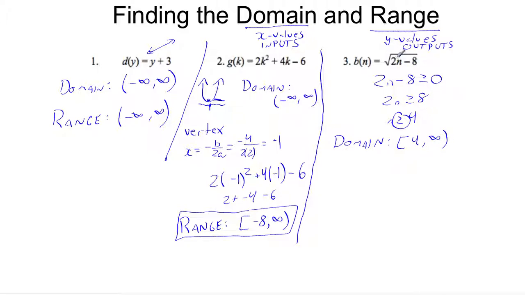I can plug in 1,000,000 into this, and I get 2,000,000 minus 8. That's fine. I can take the square root of that. It may not be an integer value, but it's still a real value, and that's great. Now this is going to impact my range, my outputs.